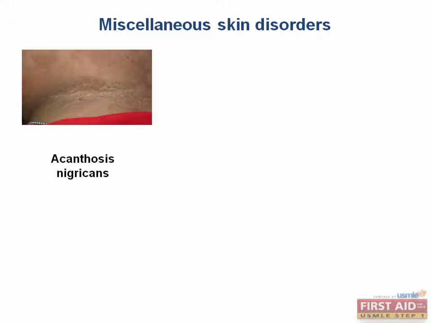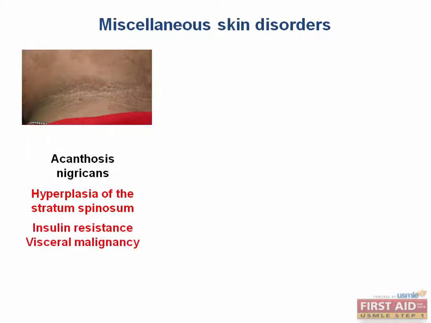The first of these diseases is acanthosis nigricans, a classic example of how a skin finding can indicate underlying disease. Do you recall the skin layer affected in acanthosis nigricans? There's hyperplasia of the stratum spinosum. What should you suspect with these skin findings? Likely insulin resistance, i.e. diabetes, or a visceral malignancy.